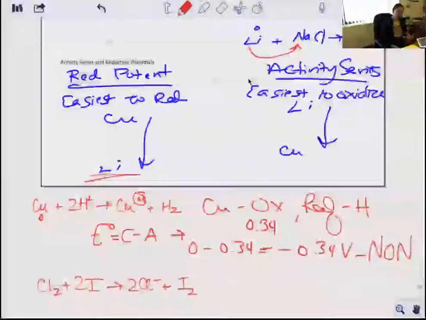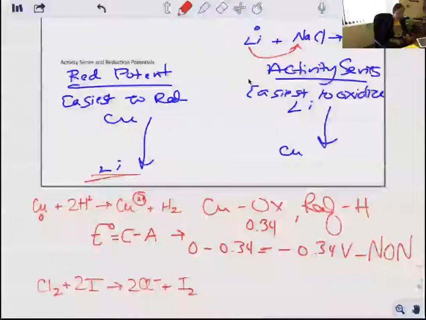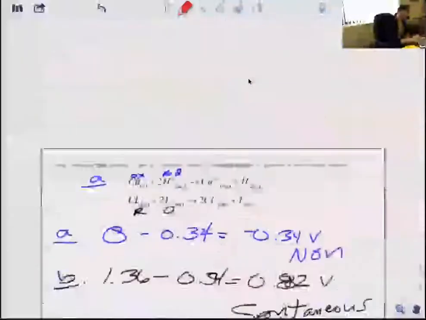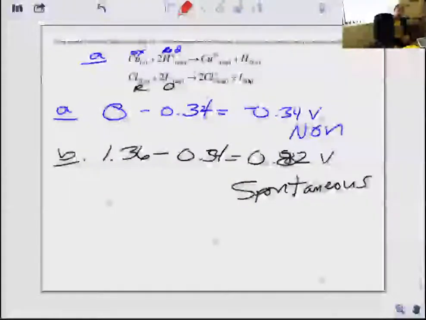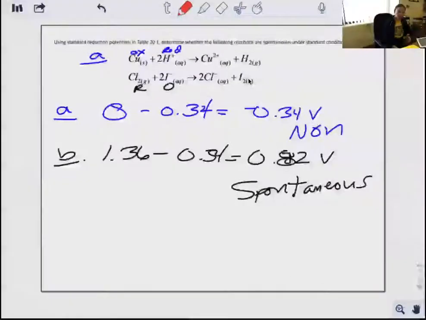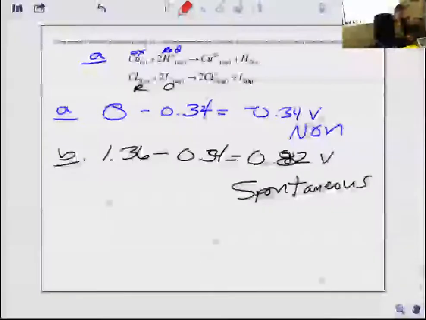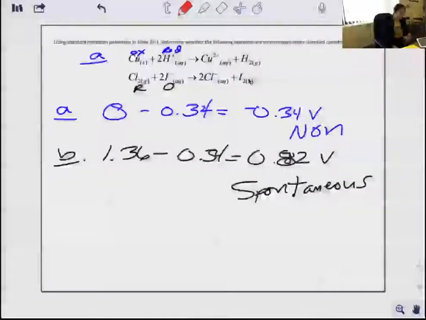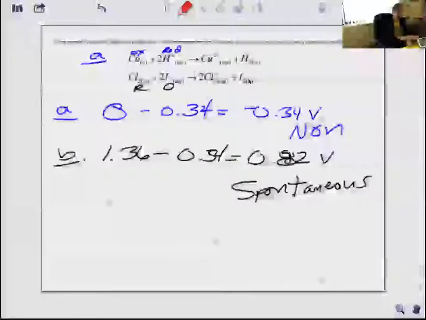So I'll go ahead and look at that second one there with chlorine. And what you should notice about the one with chlorine is that your chlorine is the one reduced, the iodine is the one oxidized. So I find my numbers for that. I have 1.36 minus 0.54. It's going to be 0.82. That one is positive, so it is spontaneous.